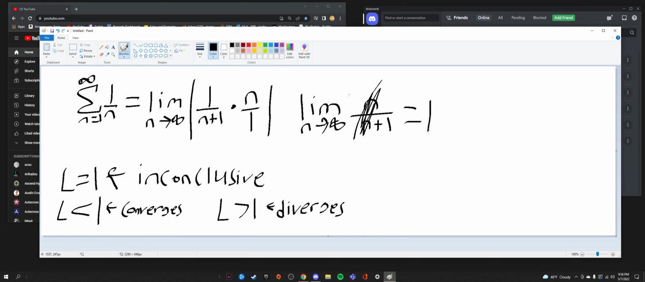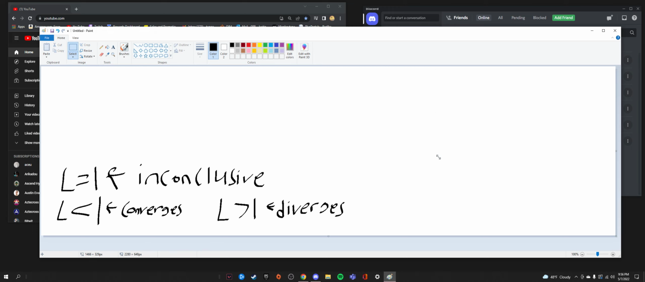Now, as stated previously, if L equals 1, then the test is inconclusive. And we know the harmonic series diverges, but L equaling 1 doesn't necessarily mean that this is always going to be a divergent series, which is where I'll show a series that converges, but our limit also equals 1.